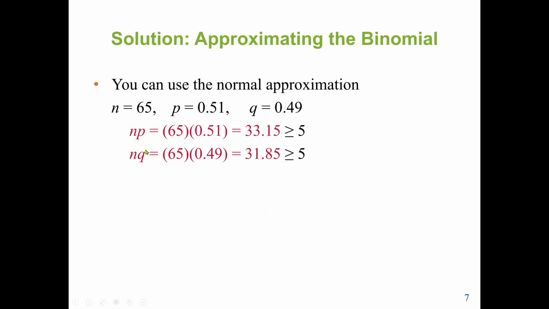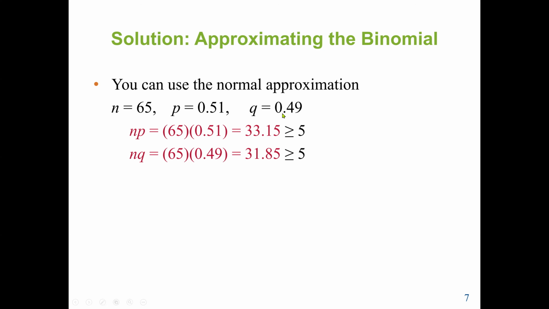So now we have to test np and nq. So np will be 65 times 0.51 and nq will be 65 times 0.49. Both answers are greater than 5, so we can approximate it. So here, we can use the normal approximation.